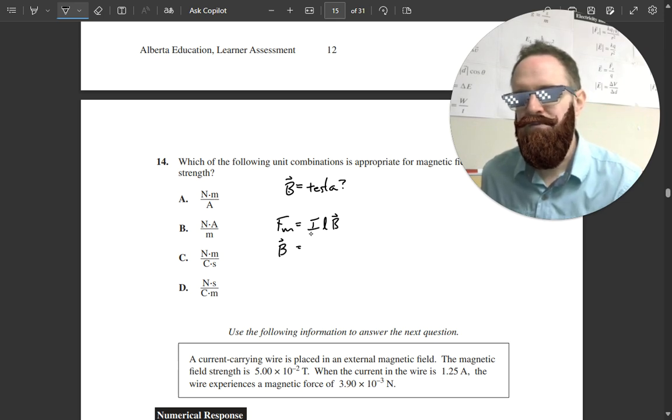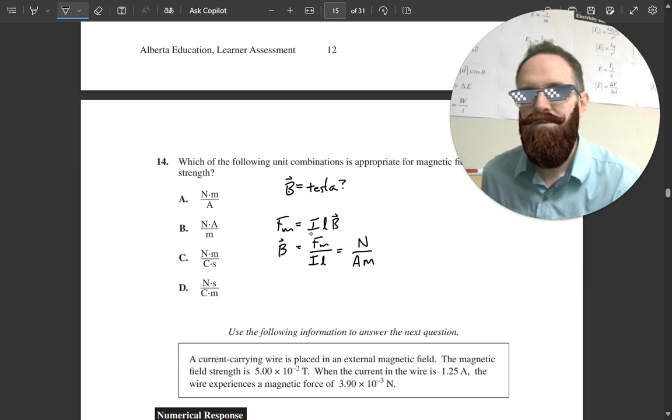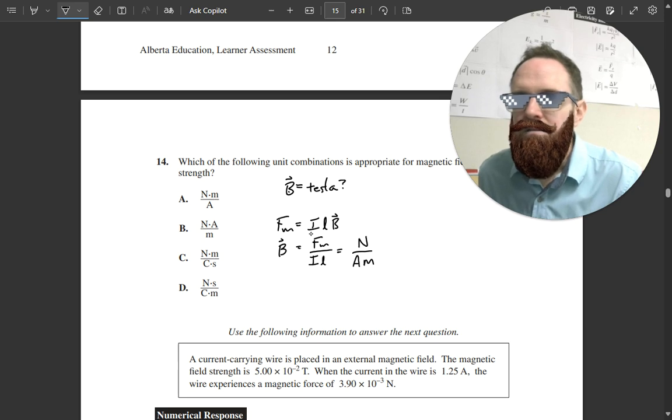Yeah, let's just rearrange for B first. B equals FM divided by I and L. So FM is in newtons. I is a current, so that'll be an amperage, and L is a distance, like in meters, in length. So, nope, these ones don't look like they could work out. So it's going to be one of these other two.